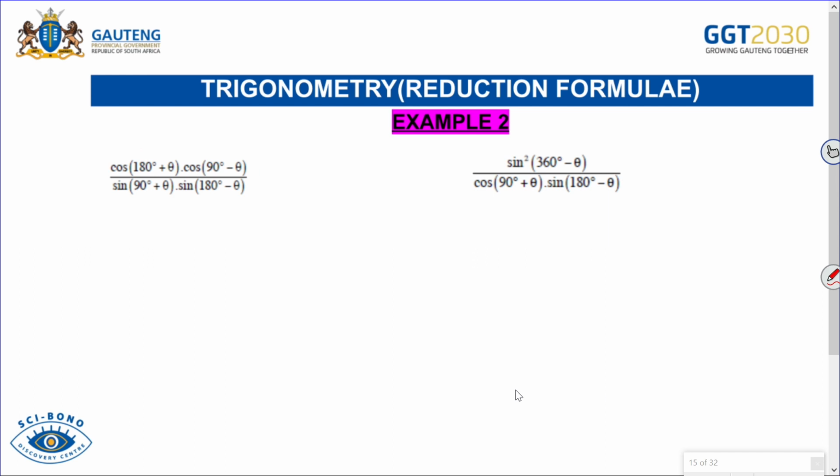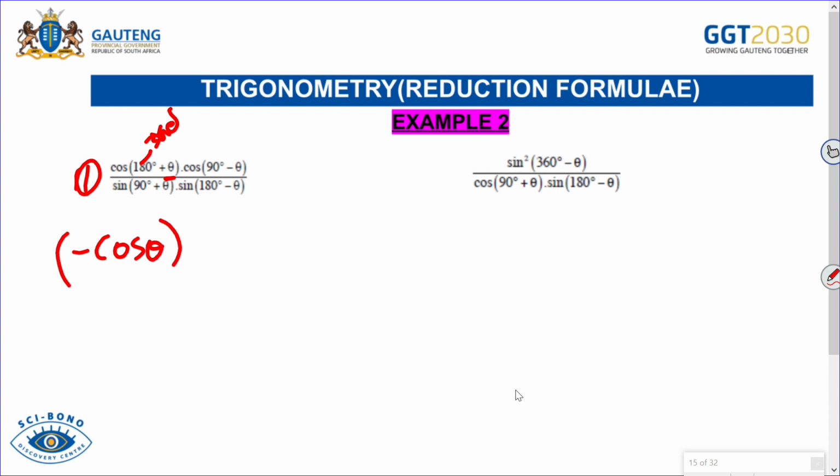Okay, let's look at example 2. Number 1 is cos of 180 degrees plus theta times cos of 90 degrees minus theta, all over sine of 90 plus theta times sine of 180 degrees minus theta. So 180 plus theta, we said, is in the third quadrant, right? So in the third quadrant, cos, we said, is going to be negative. So you'll get negative cos of which angle? This acute angle.